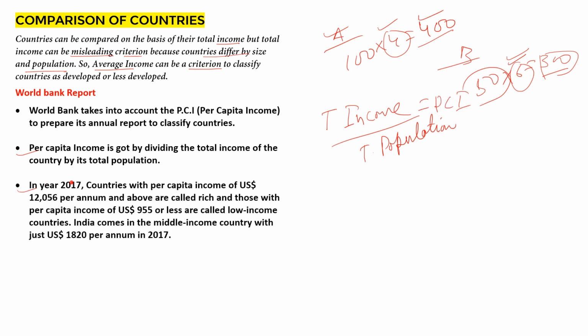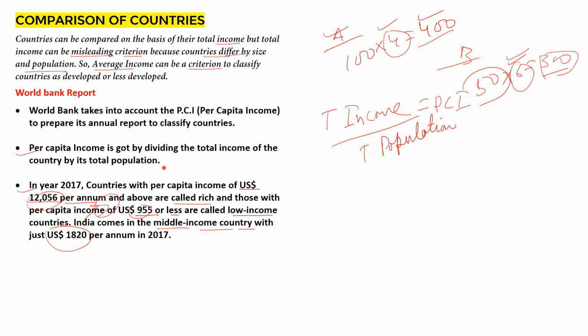In the year 2017, if a country has a per capita income of $12,056 per annum, then the country is called rich. And its opposite, if it is only $955 per annum per capita income or less, then it is a low income country. Now what is India's position? It is $1,820, which lies between these two figures. So India is included in the middle income country group according to the data of 2017.